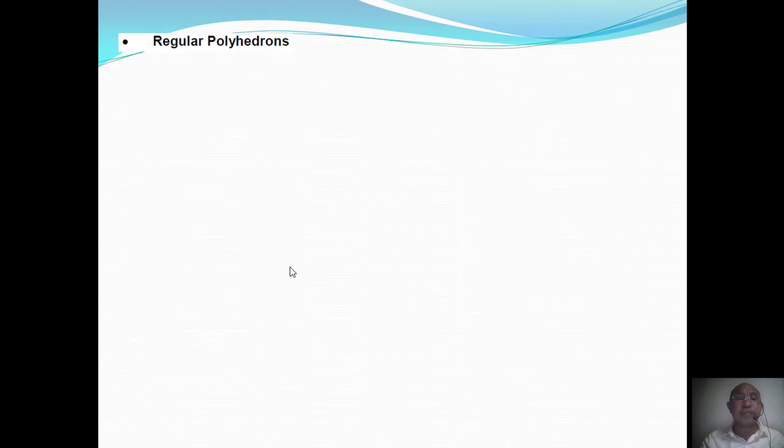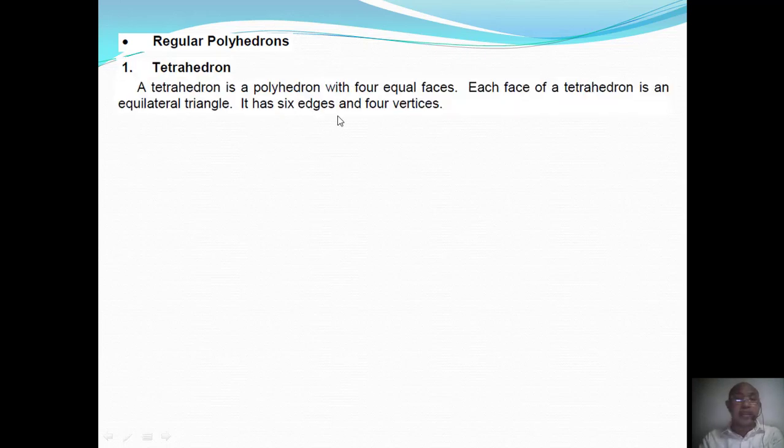So we have here the names of regular polyhedrons. There are regular polyhedrons which have special names. Number one, we have a tetrahedron. A tetrahedron is a polyhedron with 4 equal faces. Each face of a tetrahedron is an equilateral triangle. It has 6 edges and 4 vertices.